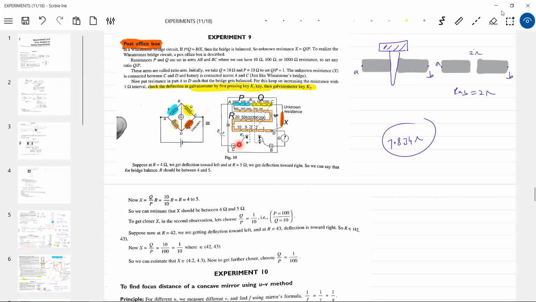Any reason? First, I should press the key K1. Where is the key K1? It is connected to the cell, no? And key K2 is connected to the galvanometer. So that is K1, K2, let me indicate here. Why should the K1 key be pressed first, then K2? Once I press K1, immediately what type of currents will flow?